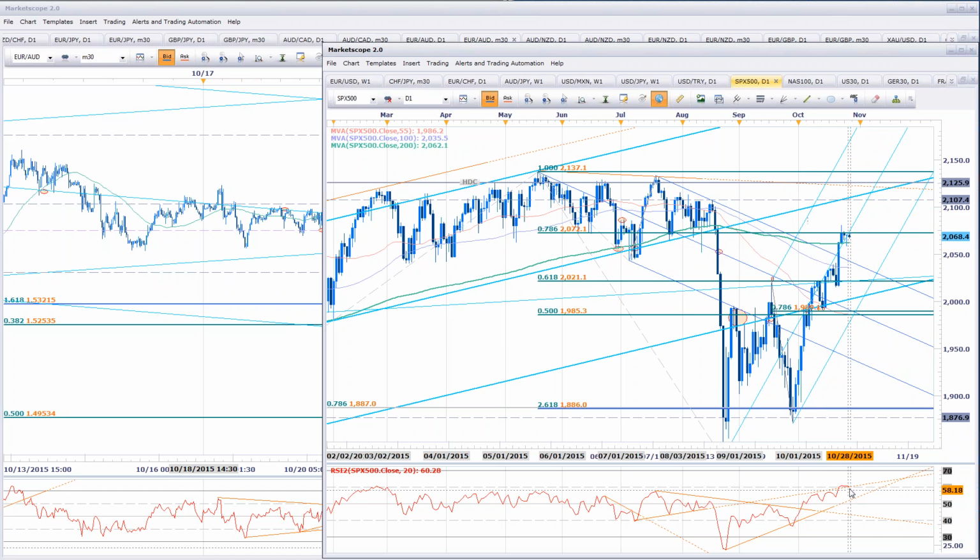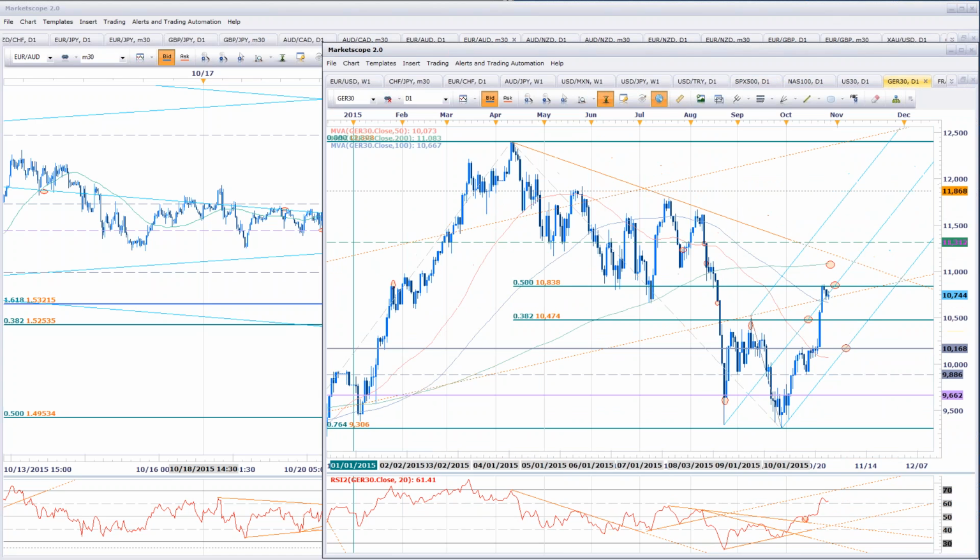Momentum right at 60. DAX, very similar setup. Here's the German 30. That's now paired 50% of the decline of the 2015 trading range. 200-day moving average there comes out higher at 11,008. Near-term support 10,474 in the swing highs from last month. So just some key levels there on some of the major indices that we'll be heading into the interest rate decision. Best of luck trading today.